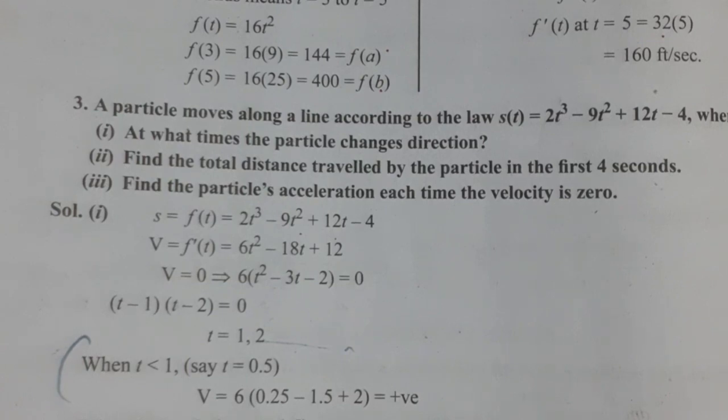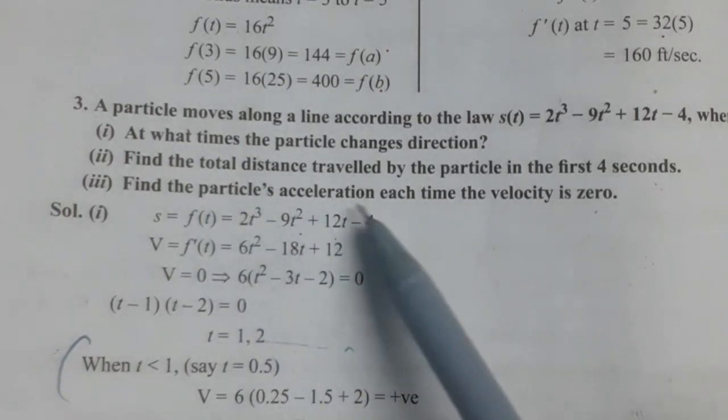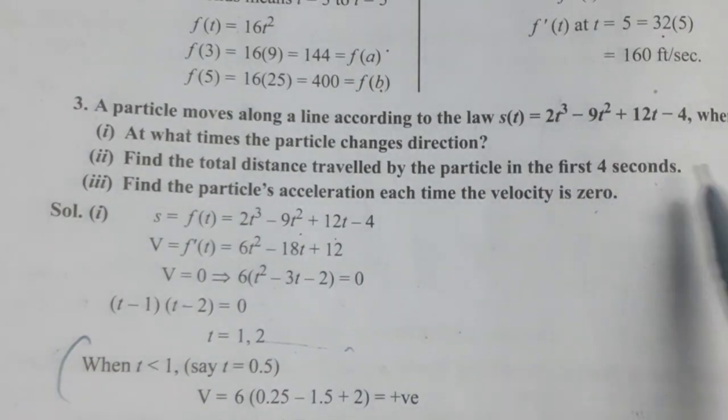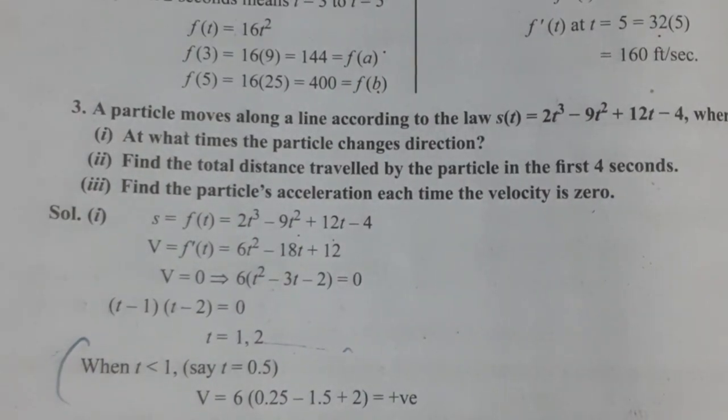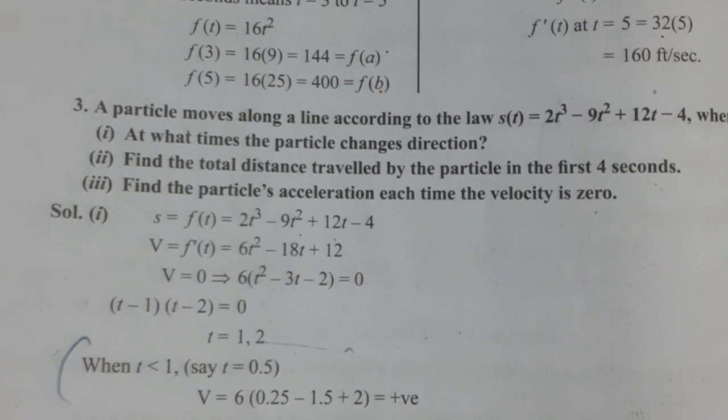Second question: what is the question asking? Find the total distance traveled in the first 4 seconds. To find how much distance it traveled in 4 seconds, we take the modulus values over 0 to 1, 1 to 2, 2 to 3, 3 to 4. Substitute all the values for S of t, which is given in the question itself. We find S of 0, S of 1, S of 2, S of 3.